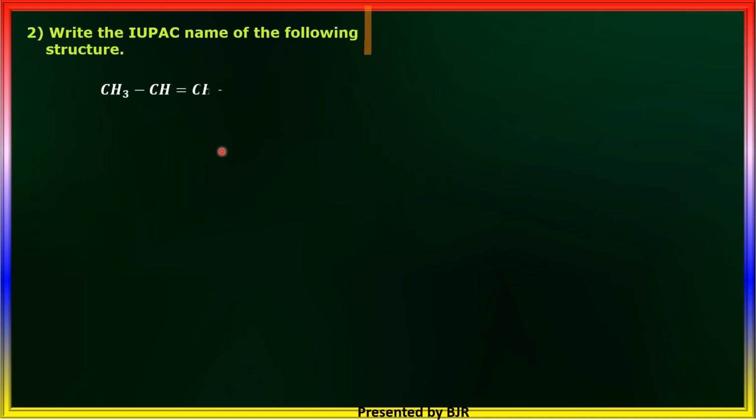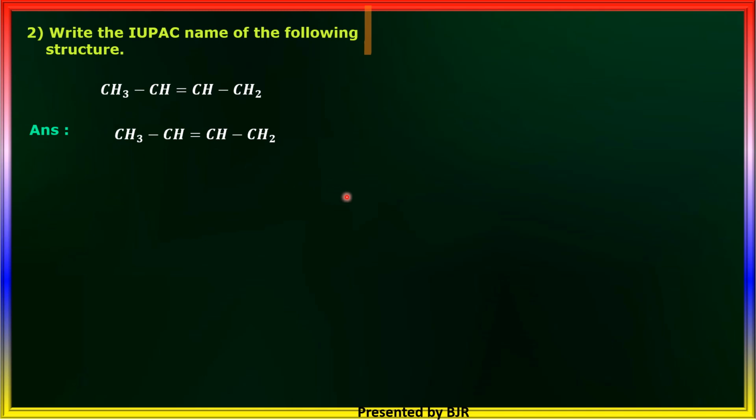Here is problem number 2. Write the IUPAC name of the following structure. This is the structure we are going to name. CH3, bond, CH, double bond, CH, bond, CH2, and we have to select the longest chain. This is the only chain containing the double bond.